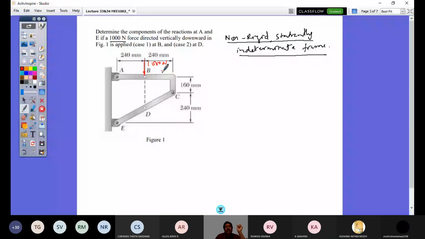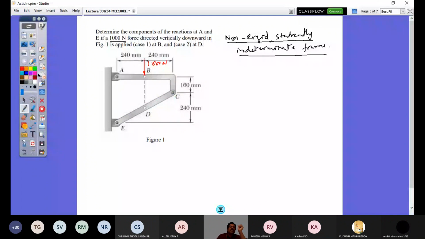So in case 1, you can take the 1000 Newton force as acting at point B. Then what would happen? The member A, B, C becomes a multi-force member, and the member E, D, C becomes a two-force member, because this load is acting at point B. In E, D there is no load, and so it becomes a two-force member. So that is an idea.